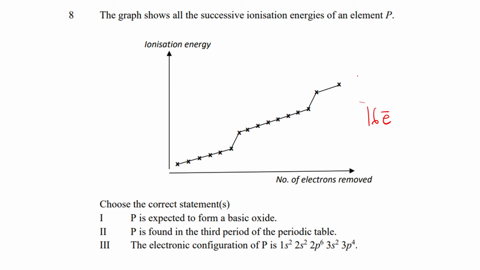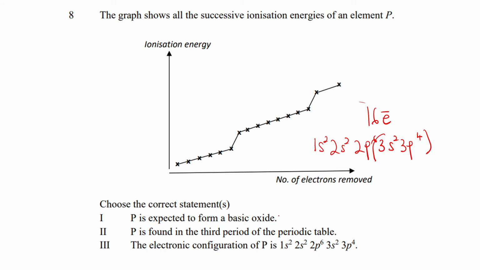So 16 electrons, if you write the electron configuration for 16 electrons, it is 1s2, 2s2, 2p6, 3s2, 3p4. So 1, 2, 3, 4, 5, 6, 7, 8, 9, 10, 11, 12, 13, 14, 15, 16. Altogether we have 16 electrons. So 16 electrons, it is in group 16. 6 valence electrons. So P is expected to form a basic oxide.